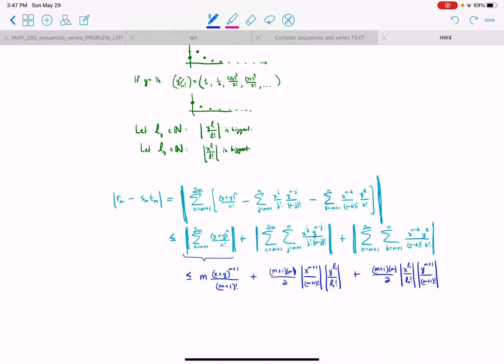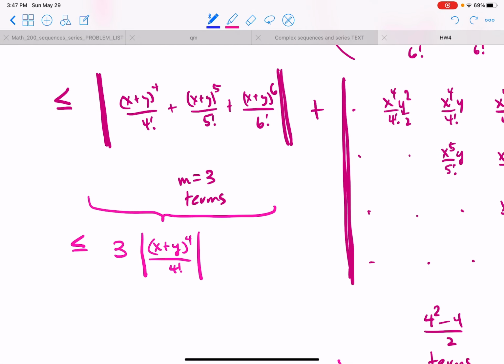Okay, so now what I'm going to notice is that there are only 3 terms, and that's m. And in the general case, there will be m terms. And if I take these 3 terms and replace each of them with their biggest one, which in this case might be this one. Okay, why is it that one? Why is this, the 4 term, bigger than the 5 term and the 6 term? If it is bigger, we can just replace each of these by the biggest one, and we get 3 terms, so we get 3 times that biggest term, okay?